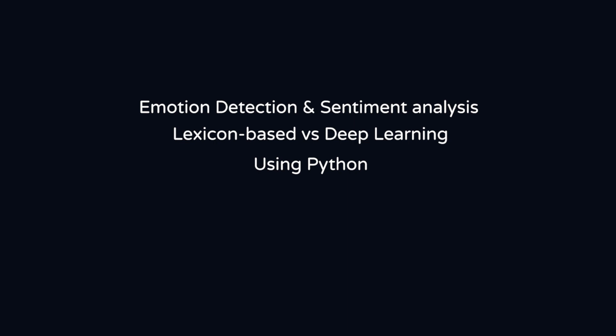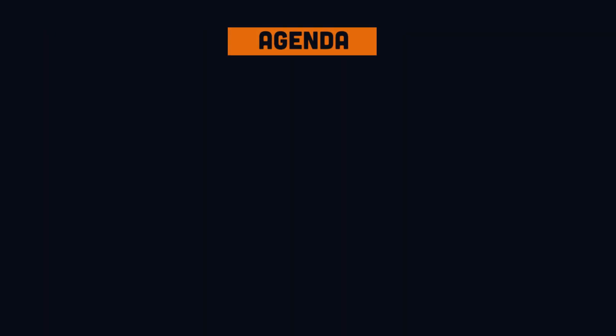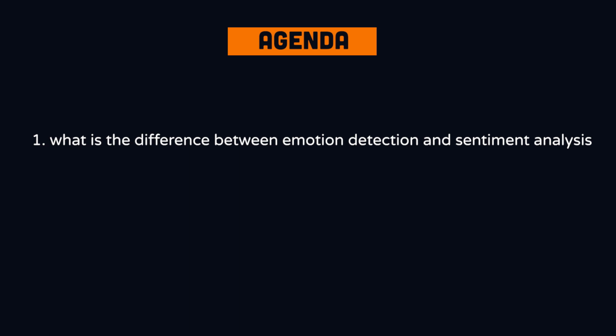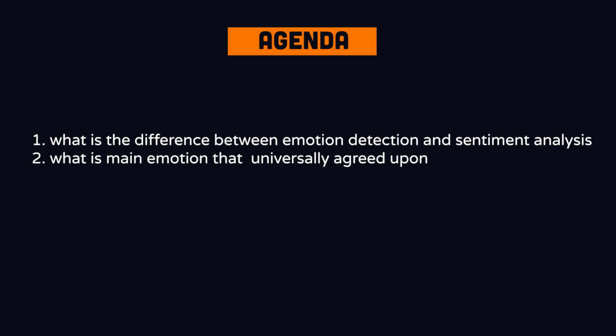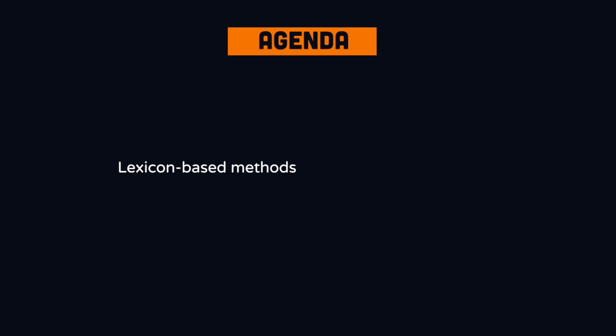Today we are going to talk about emotion classification or detection and sentiment analysis. Let's take a look at what we are going to discuss in order. What is the difference between emotion detection and sentiment analysis? What are the main emotions that are agreed upon universally? And why is emotion detection useful? What are the different techniques that we can use to detect emotion in text? For example, lexicon-based method and deep learning method.